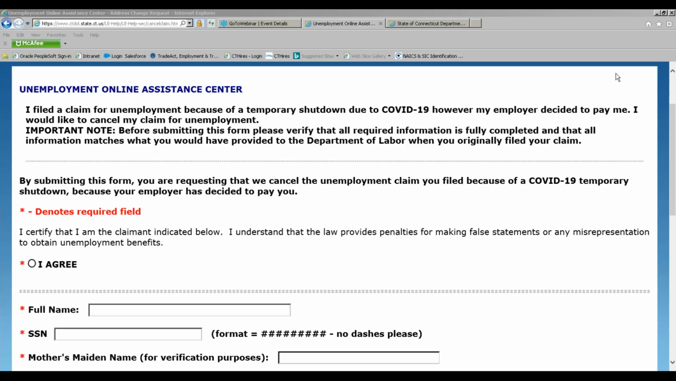We will go in there and cancel that claim. We will review your payments. If you qualify under this particular scenario, we will notify you by mail of what the overpayment was.